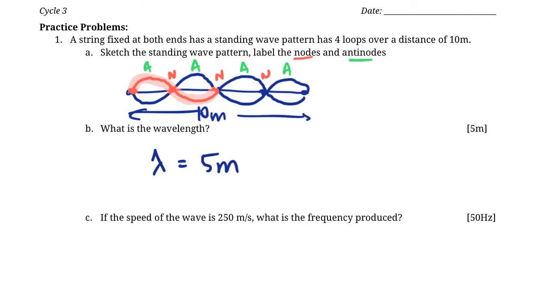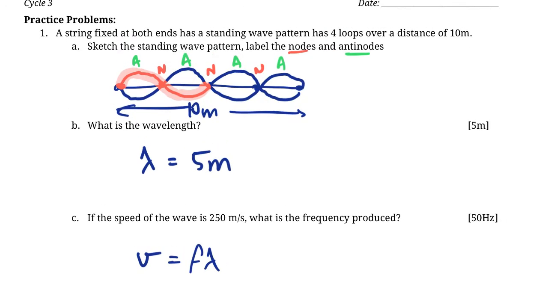Pretty straightforward. Next, if the speed of the wave is 250 meters per second, what is the frequency produced? So remember, we create these standing waves by a wave that's moving along this way and a wave that's moving along this way, interfering with each other, creating this pattern. So if each of those waves is moving at a speed of 250 meters per second, what is the frequency produced? In this case, we have this handy equation for wave speed, where v equals the frequency times lambda, where lambda is the wavelength, right? Well, we know, based on what we did above, that the wavelength is 5 meters, and the speed is given in the question as 250.